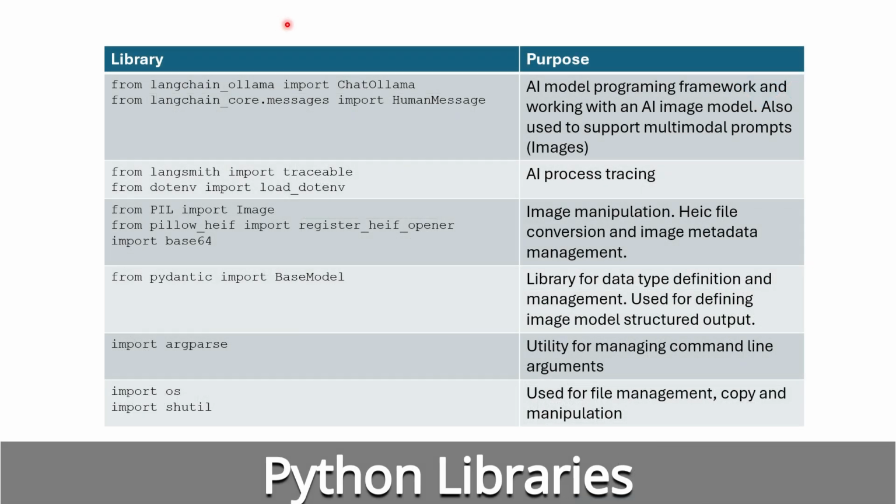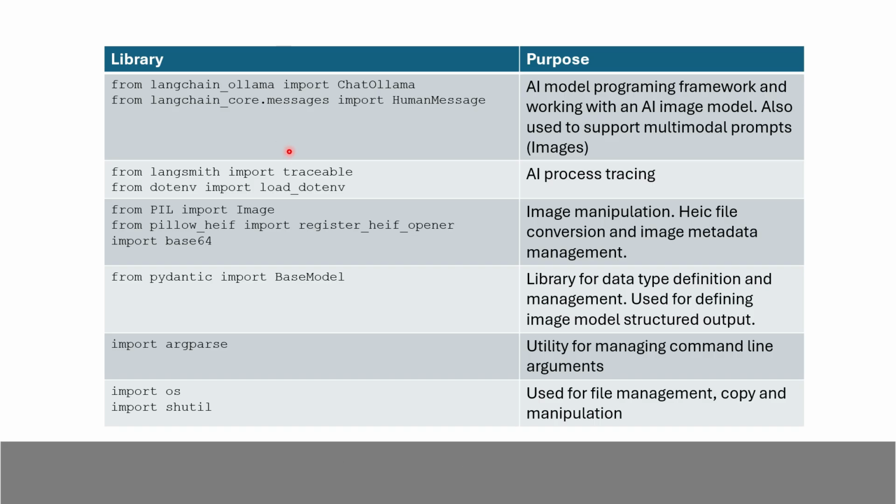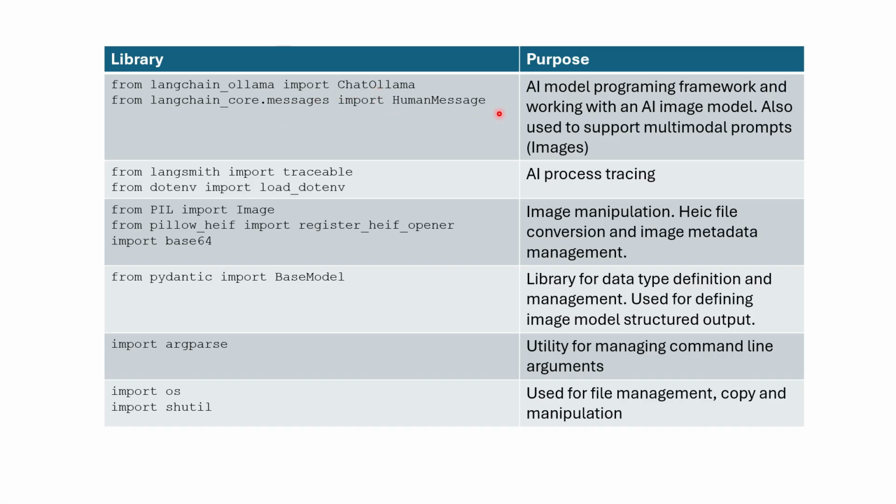These are the main libraries that I'm using for my program. So from Langchain, I'm using Chat Ollama and Human Message. I do use those to get my application talking to an Ollama-based image model, and also to support multimodal prompts. So it's multimodal because I'm delivering an image as part of the prompt. I'm also using Langsmith traceable capabilities, so that I can trace the application when it's running using Langsmith.